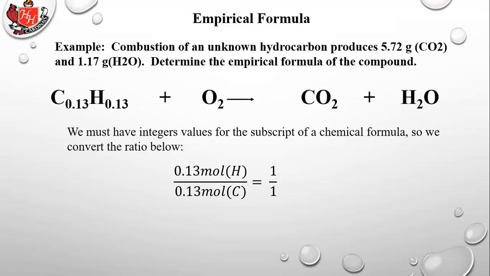So 0.13 hydrogen over 0.13 carbon gives you a 1-to-1 relationship. So instead of writing that CH as a 0.13, you write it as a 1, 1. So the empirical formula is CH, C1, H1. All right, so that's your empirical formula. Now that might also be the molecular formula, but I'll tell you in advance, it's not. There's no such molecule as a CH molecule. It's simply the lowest ratio of carbons to hydrogen.